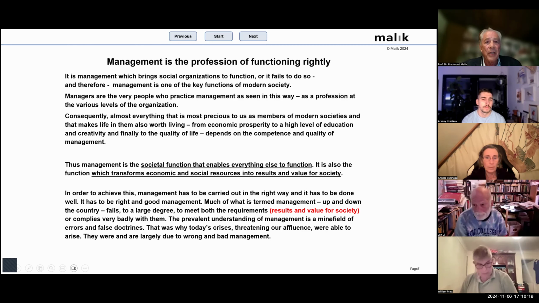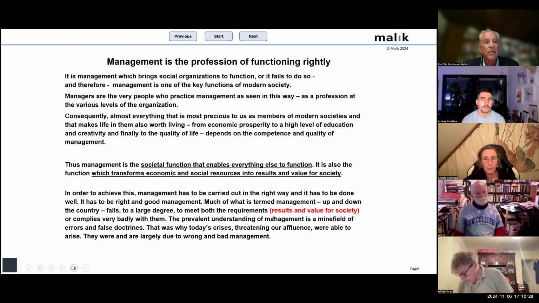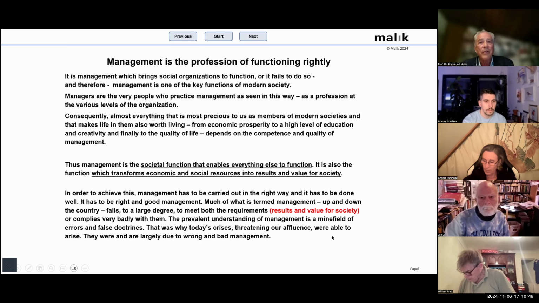Much of what is termed management up and down the country fails to a large degree to meet both the requirements, results and value for society, or complies very badly with them. The prevalent understanding of management is a minefield, that's my opinion, of errors and false doctrines. That was why today's crisis, threatening our affluence, were able to arise. They were and are largely due to wrong and bad management.